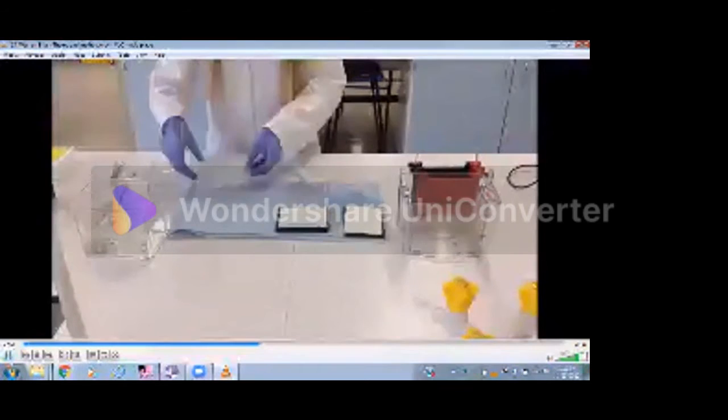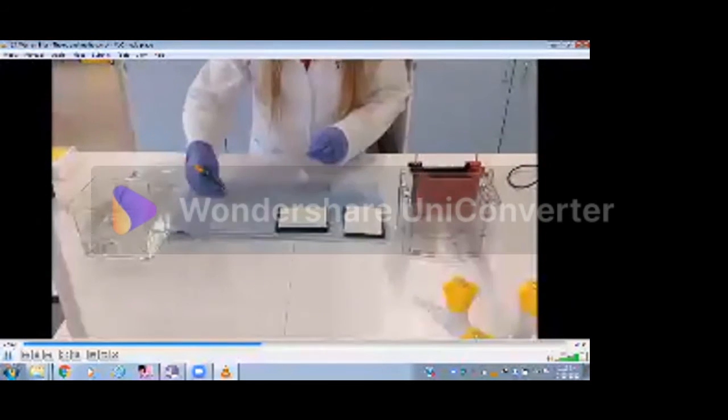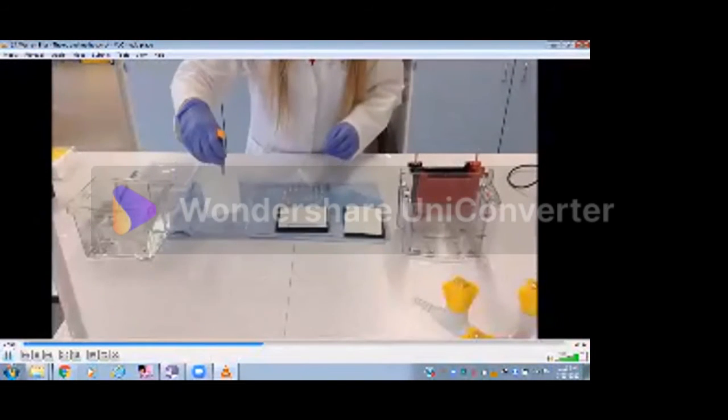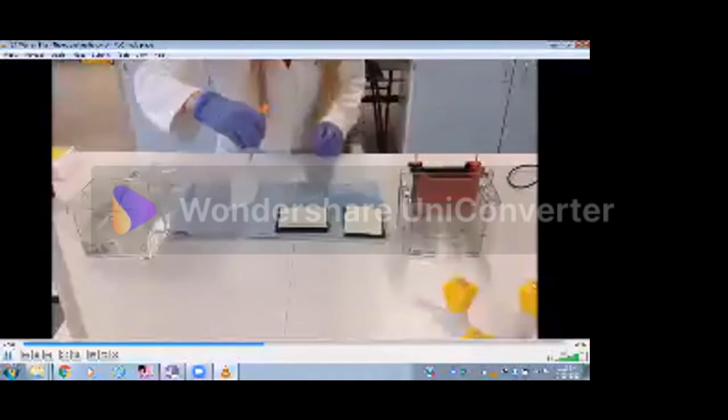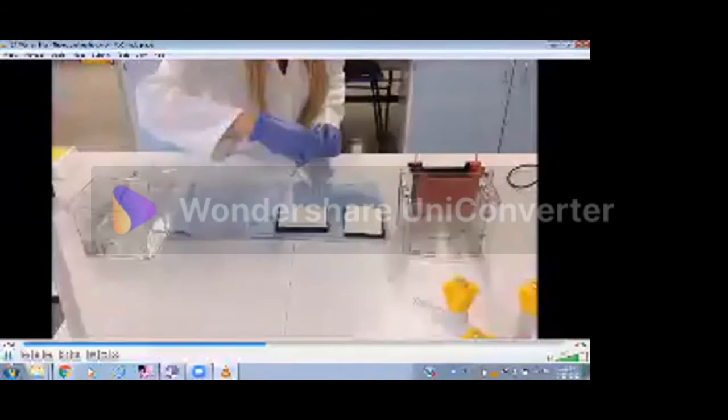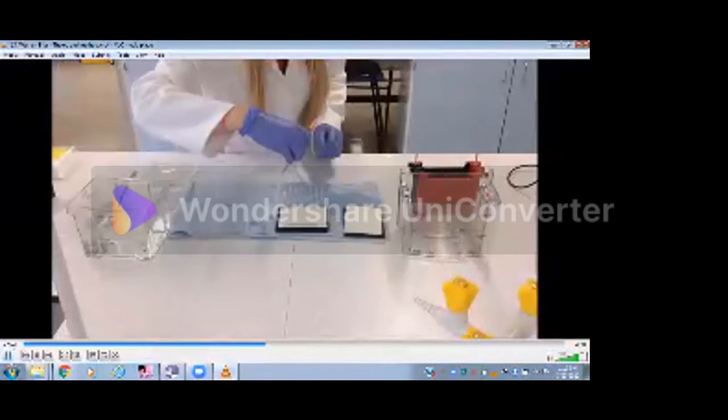If you remember from the preparatory steps, we had the nitrocellulose membrane soaking in some transfer buffer. What we are then going to do is remove the nitrocellulose membrane from the transfer buffer and place it onto the polyacrylamide gel.